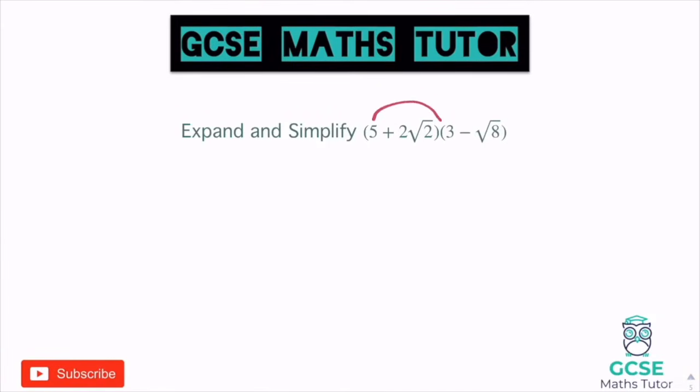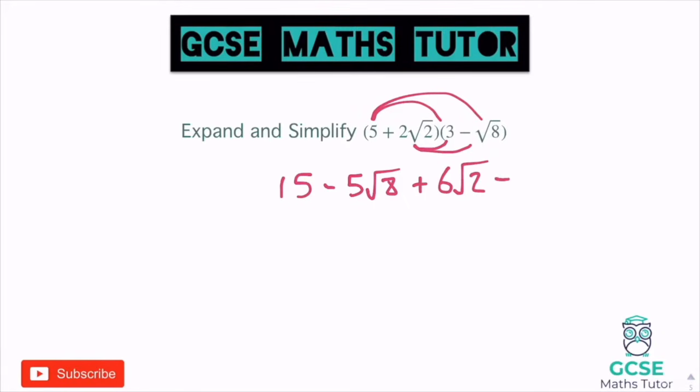5 times 3 is 15. 5 times negative root 8 is negative 5 root 8. 2 root 2 times 3, remember numbers times numbers, surds times surds, so it's just 2 times 3, which is 6, so plus 6 root 2, and there's no root with the 3, so just root 2. And then finishing the last part off, it's positive times a negative, so I've got negative.